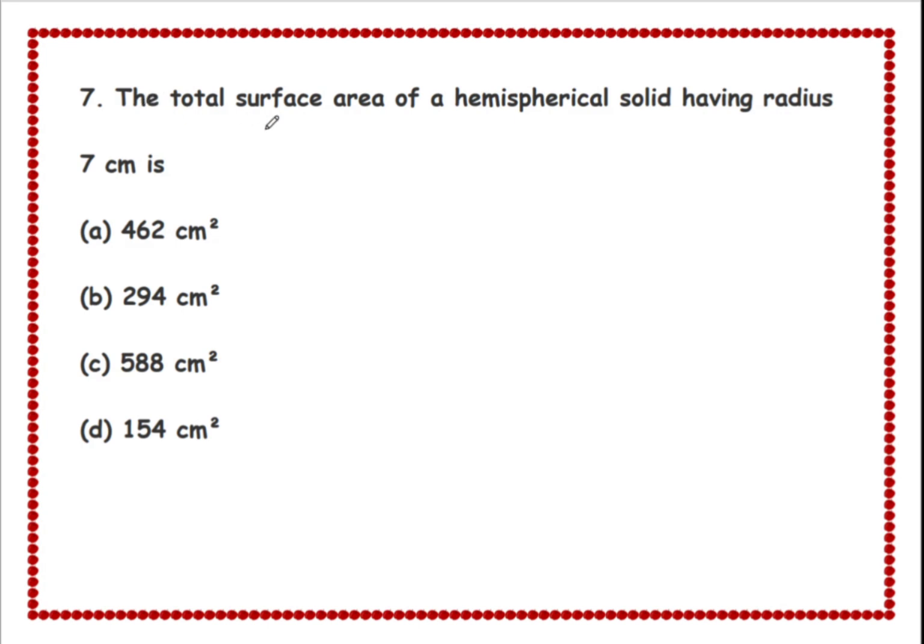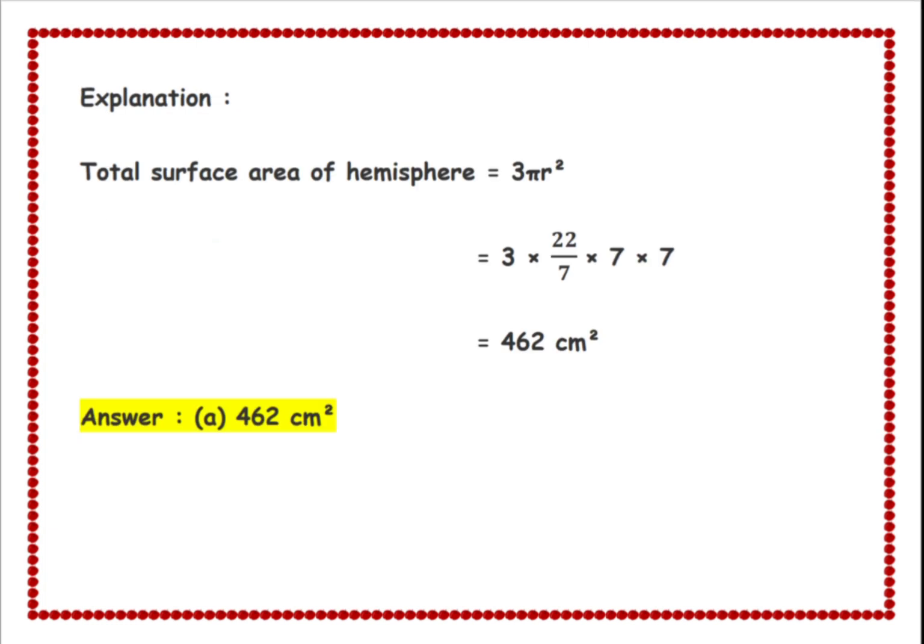Question number 7. The total surface area of hemispherical solid having radius 7 cm. We need to find out the total surface area of hemisphere whose radius is 7 cm. The total surface area of hemisphere is 3 pi r square.